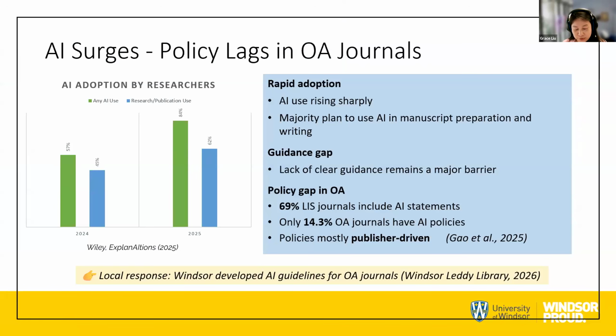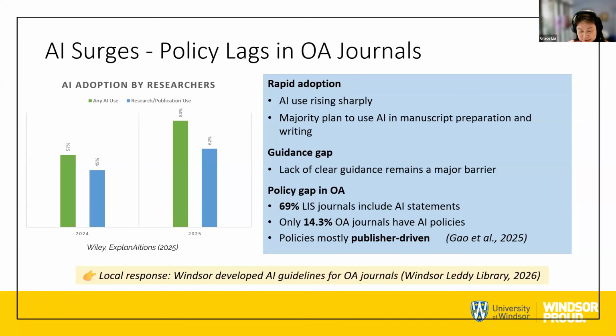I'd like to start with the broader context and what we are seeing in AI use in the research community. According to this year's Wiley Explanations report, in 2025, 84% of researchers are using AI in some aspect of their work, and 62% are using AI in research and publishing tasks. Both went up significantly from 2024, and most researchers plan to use AI in manuscript writing. However, guidance hasn't kept up.